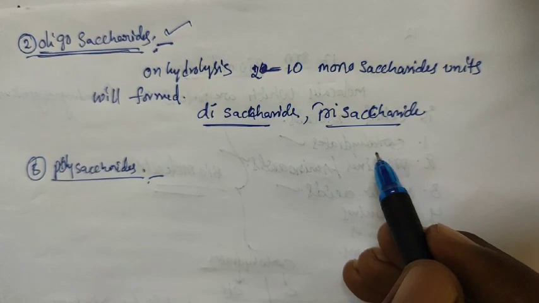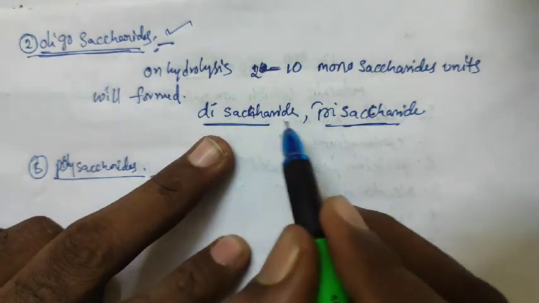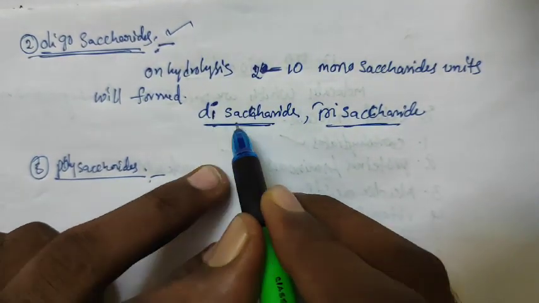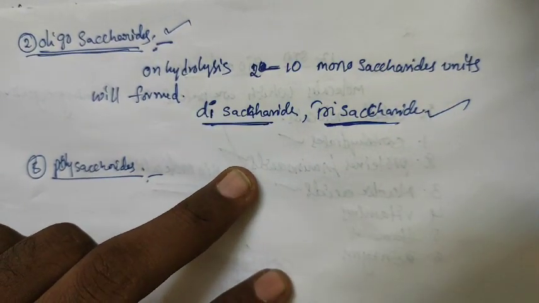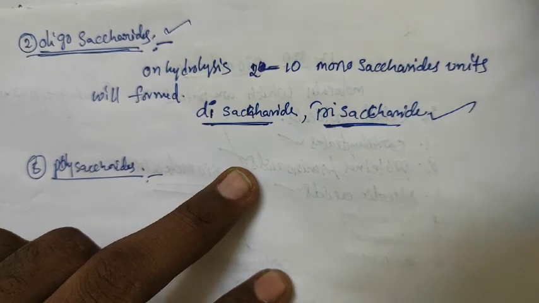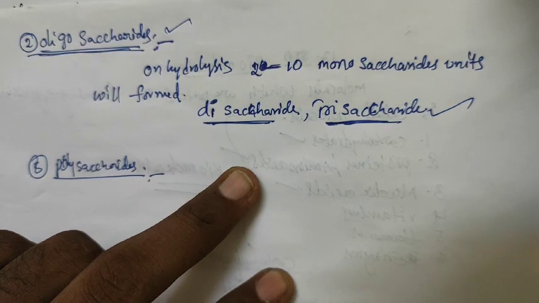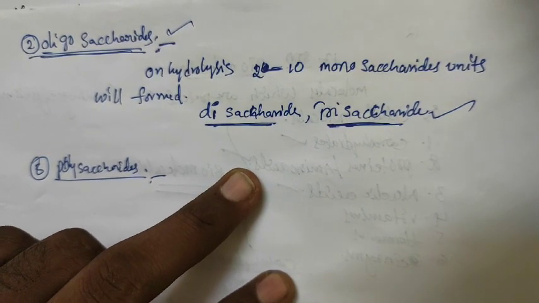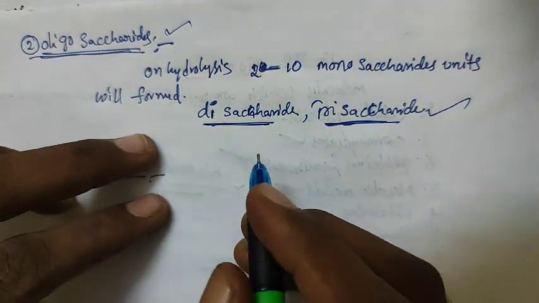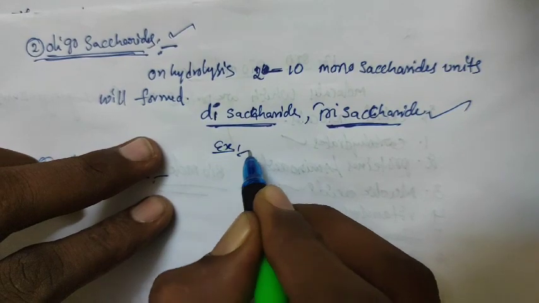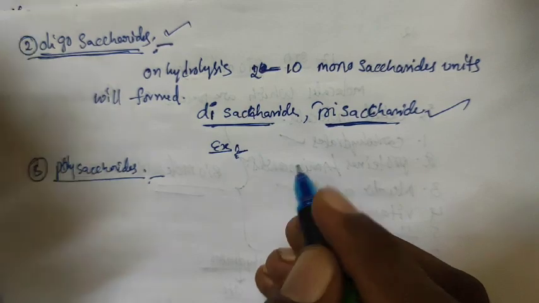The name depends on the number of monosaccharides. Here 2 monosaccharides are there, that's why it is disaccharide; 3 monosaccharides, that's why it is tri. If 2 monosaccharides are obtained by hydrolysis, that is a disaccharide. The two may be the same or different.